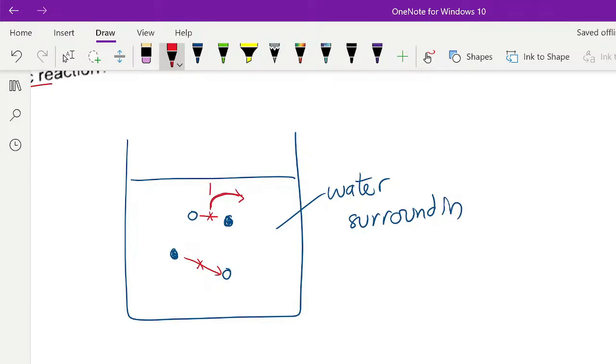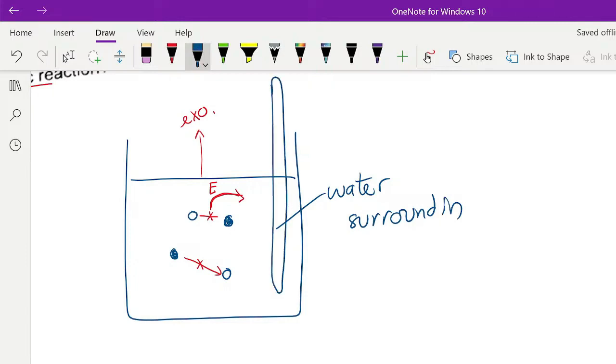So if energy is given out, the reaction is called exothermic. Now we have our thermometer here, right? What are we measuring? Temperature of the system or temperature of the surrounding? It's the temperature of the surrounding, right? So temperature goes up. That's why in exothermic, temperature goes up.